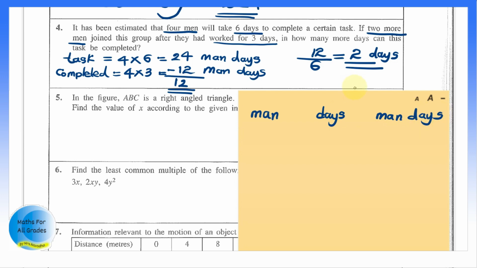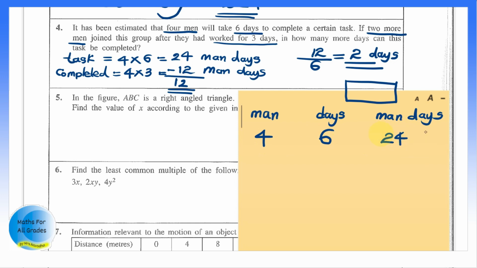Now let's say there is a task. There is a garden to clean. 4 men can finish this task in 6 days. Now we multiply these two numbers to find out the man days. 4 times 6 equals 24.